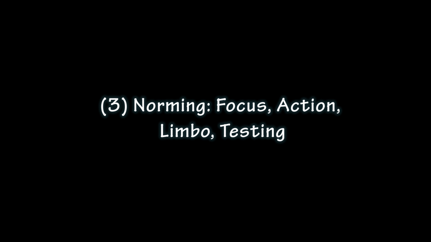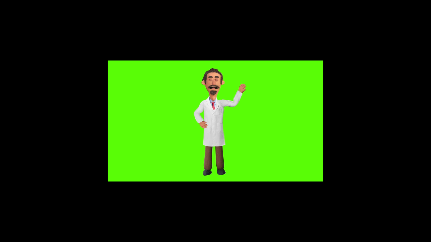Number 3, norming, focus, action, limbo, testing. We didn't have a clear division of the work at first, which led to an uneven division of labor. Some people had more jobs to finish, which left them stressed out. But we realized this problem soon and adjusted the promotion plan in time.